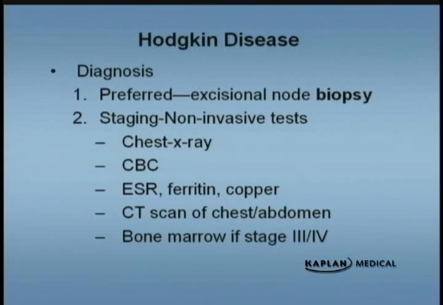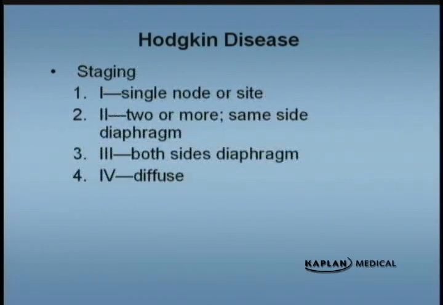If it's a stage 3 or 4, bone marrow should be performed. There you have the listing. I wouldn't spend a whole time on the staging, but stage 1 is the single node. Stage 2 is 2 or more nodes, but on the same side of the diaphragm. Stage 3 is nodes on both sides of the diaphragm, and stage 4 is diffuse disease.